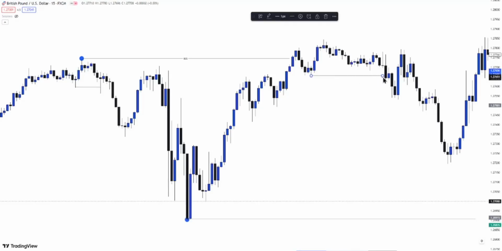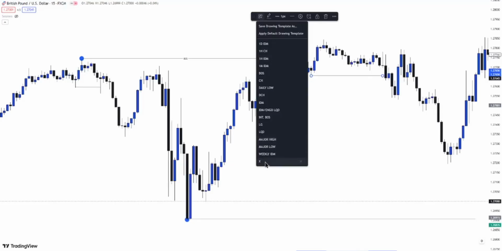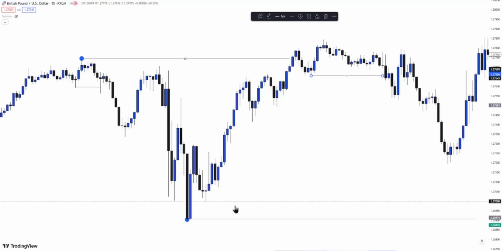All right, to confirm this high. Okay, so this is our new high. That's our high in the market. Now, remember, this is a strong low. This is a weak high.